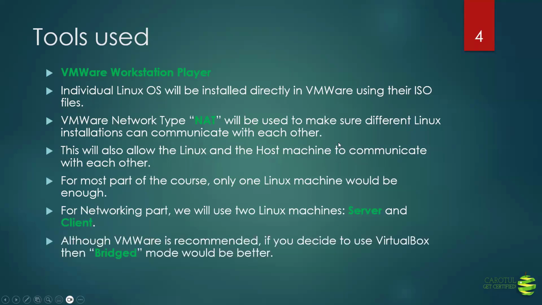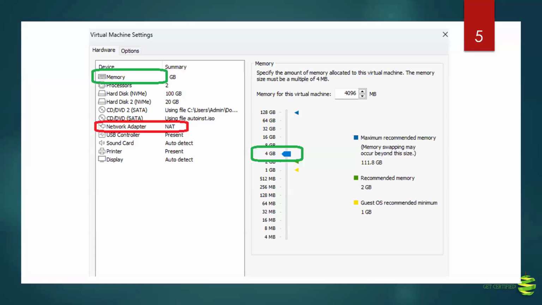Right. So although VMware is recommended, if you decide to go with VirtualBox, which is another hypervisor, you can use the bridged mode instead of the NAT mode for networking, and that would be a better option. But if you decide to use VMware Workstation, then you can go to the settings of the VM and select the network adapter as NAT. And also for memory, you can decide how much RAM you want to assign to your Linux operating system.